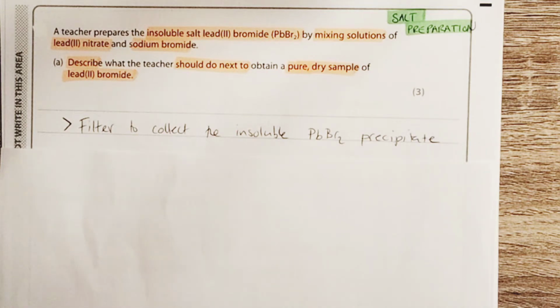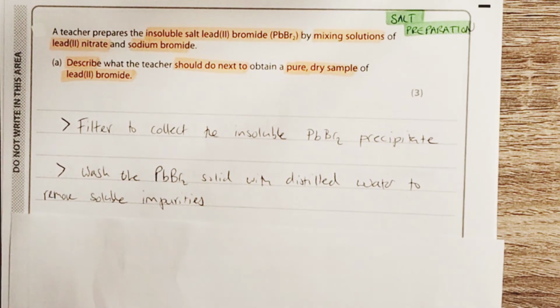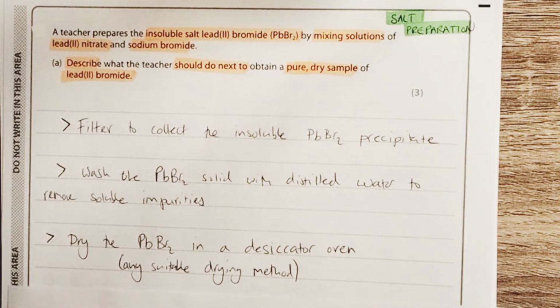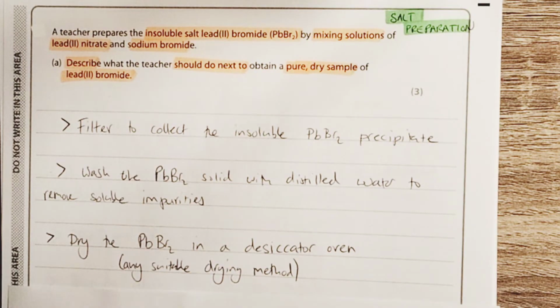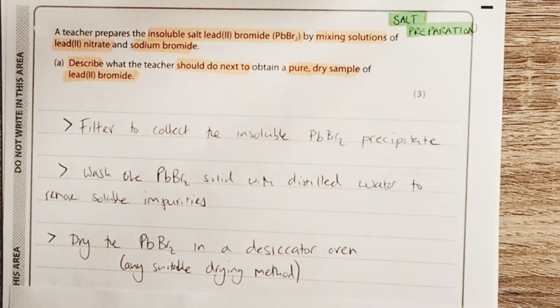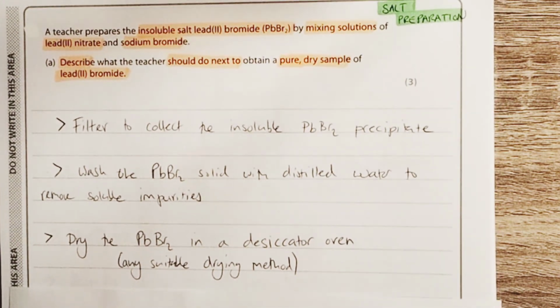Once that solid has been collected in the filter paper, you would then wash that lead bromide solid in the filter paper with some distilled water to hopefully remove any soluble impurities that were clinging to those solid particles, and then eventually you would try and dry out that lead bromide in a desiccating oven or with some suitable drying method. A warm place, dabbing it with paper towel, something to remove the moisture, leaving it to dry until you have your pure dry sample.